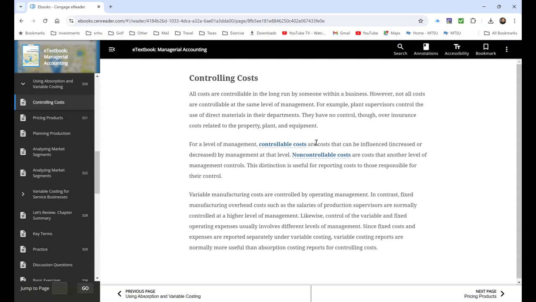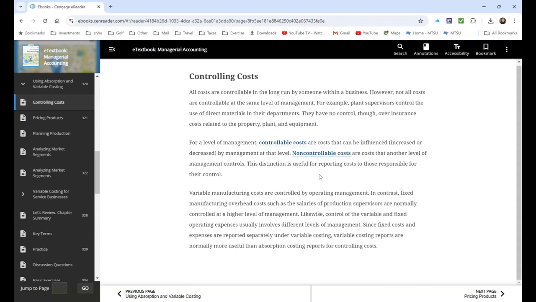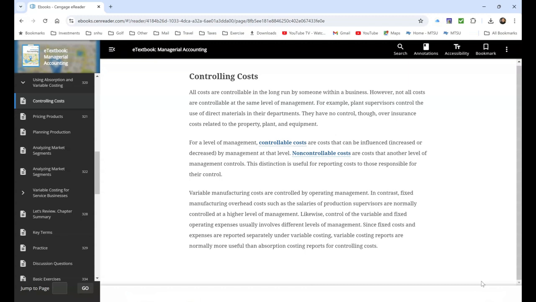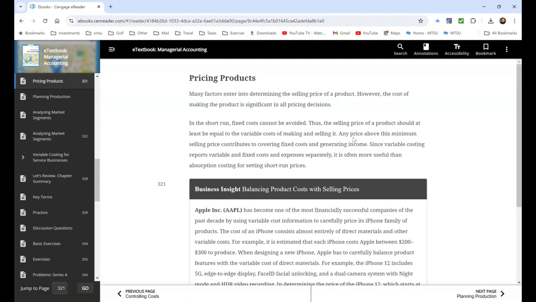So basically, controllable costs here are the ones that you as a production manager, if that's your position, can control. But if there are other costs, those may be controlled at a higher level, and there's nothing you can really do about that. You can see here that variable manufacturing costs are controlled by operating management. In contrast, fixed manufacturing overhead costs, such as the salaries of production supervisors, are normally controlled by a higher level of management. And of course, you will budget. If you're going to be budgeting for your department, that's how you're going to budget it.